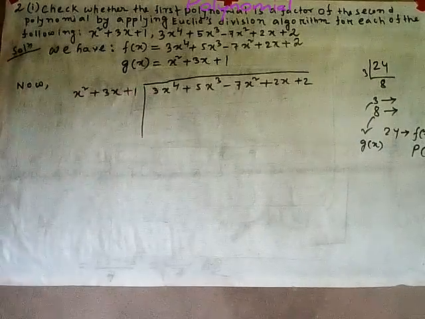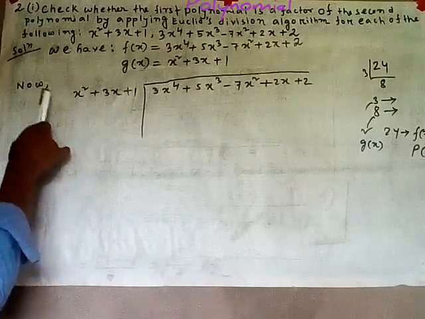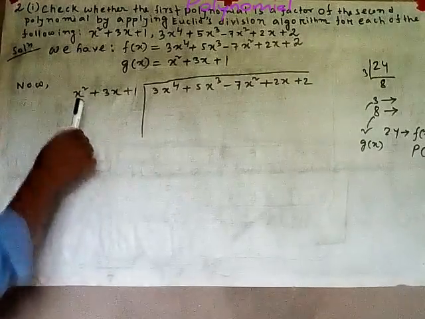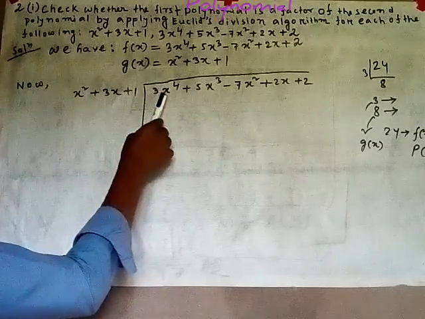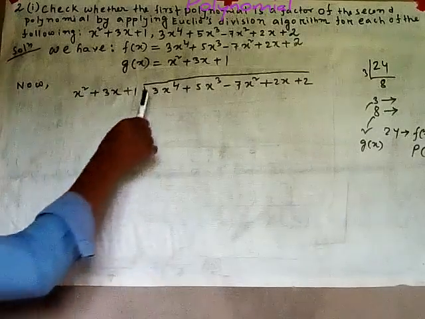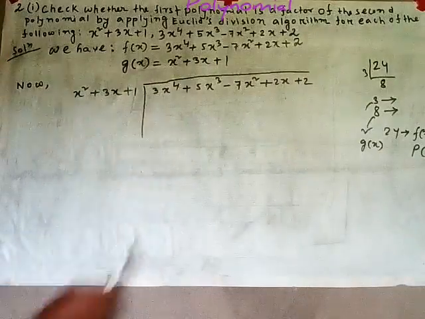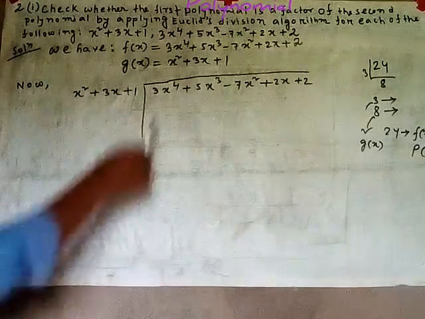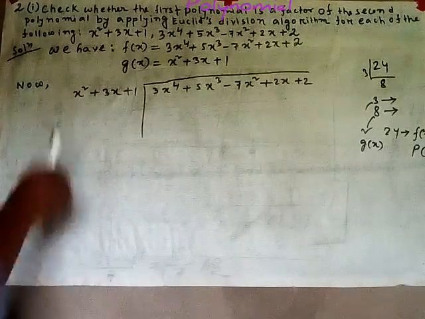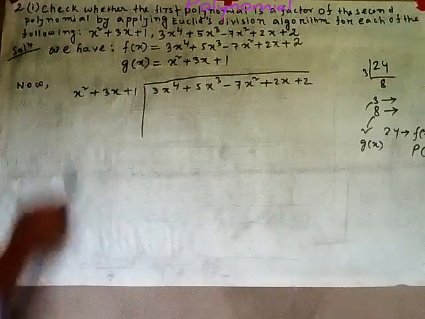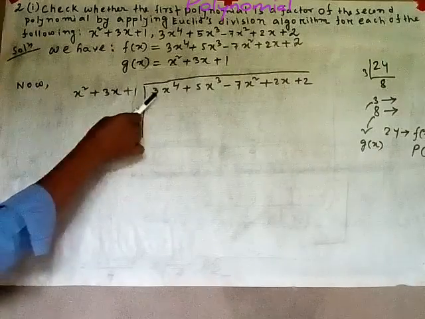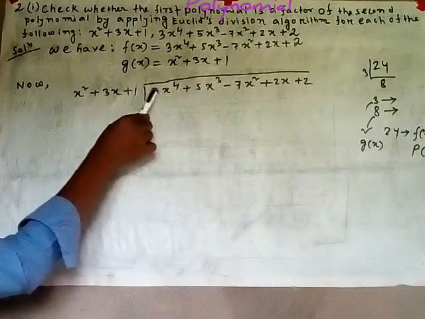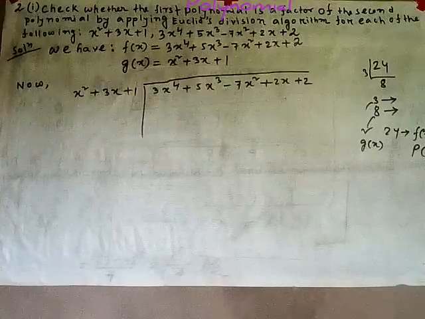How can we divide? Look, in the divisor part there is x square, and in the dividend part there is 3x to the power 4. There is x square, there is x to the power 4. It means 4 minus 2, we can understand 2 remains. It means we have to multiply by x square, and there is 3 in the dividend, 1 in the divisor. So 3 into 1, we have to multiply by 3, then we will get like that.